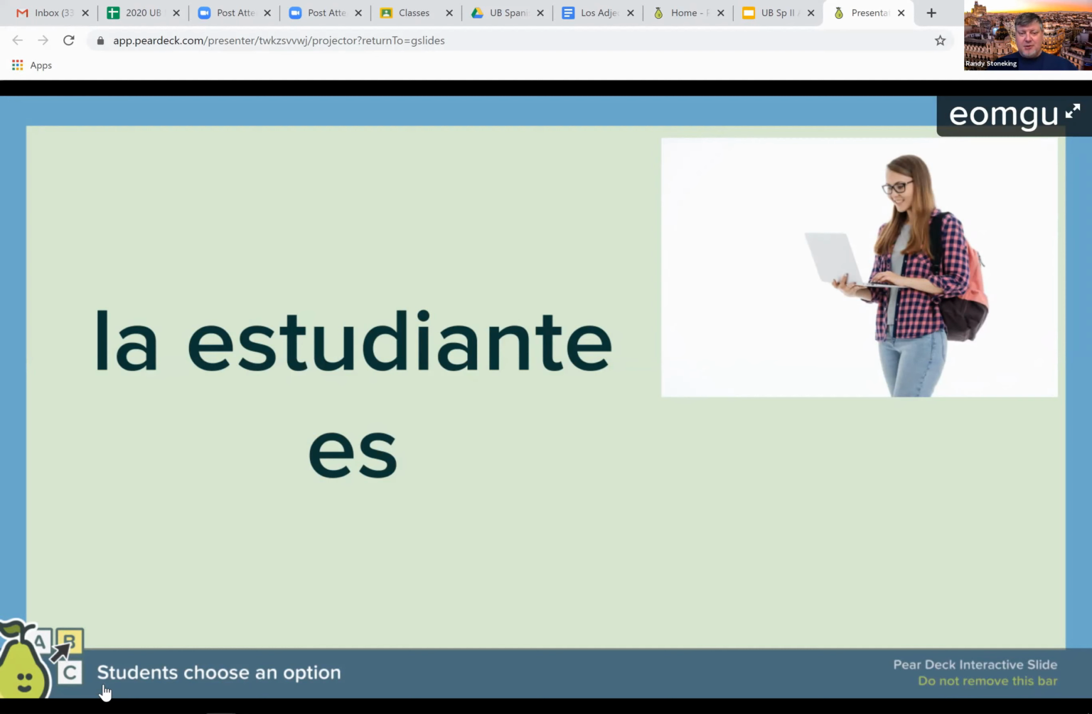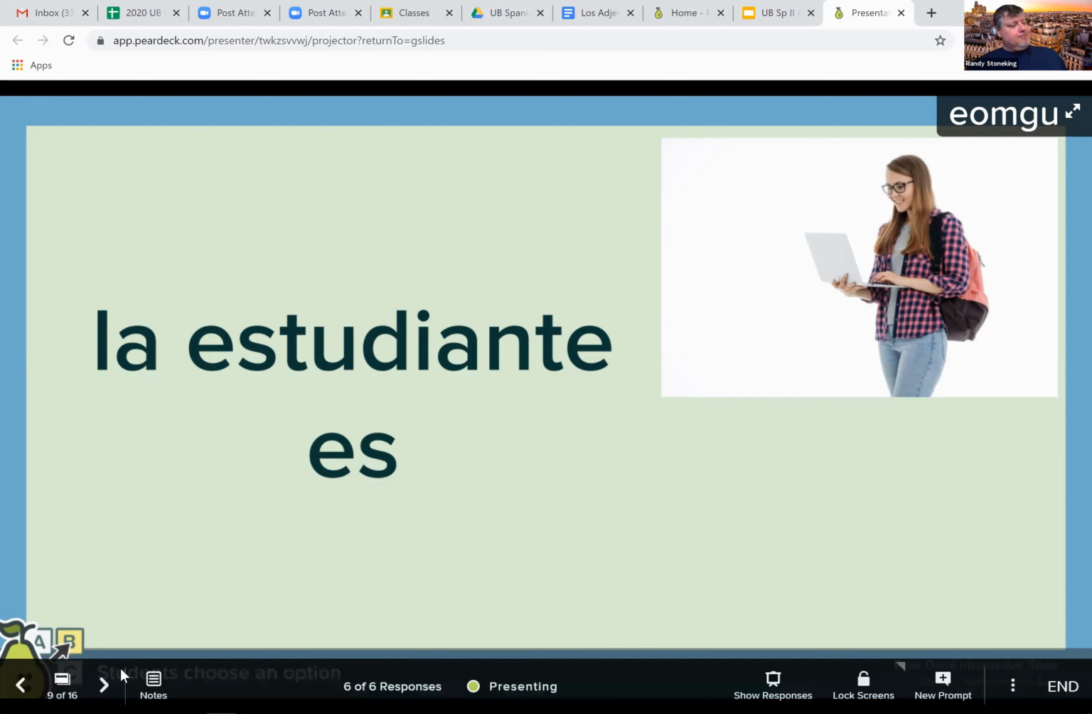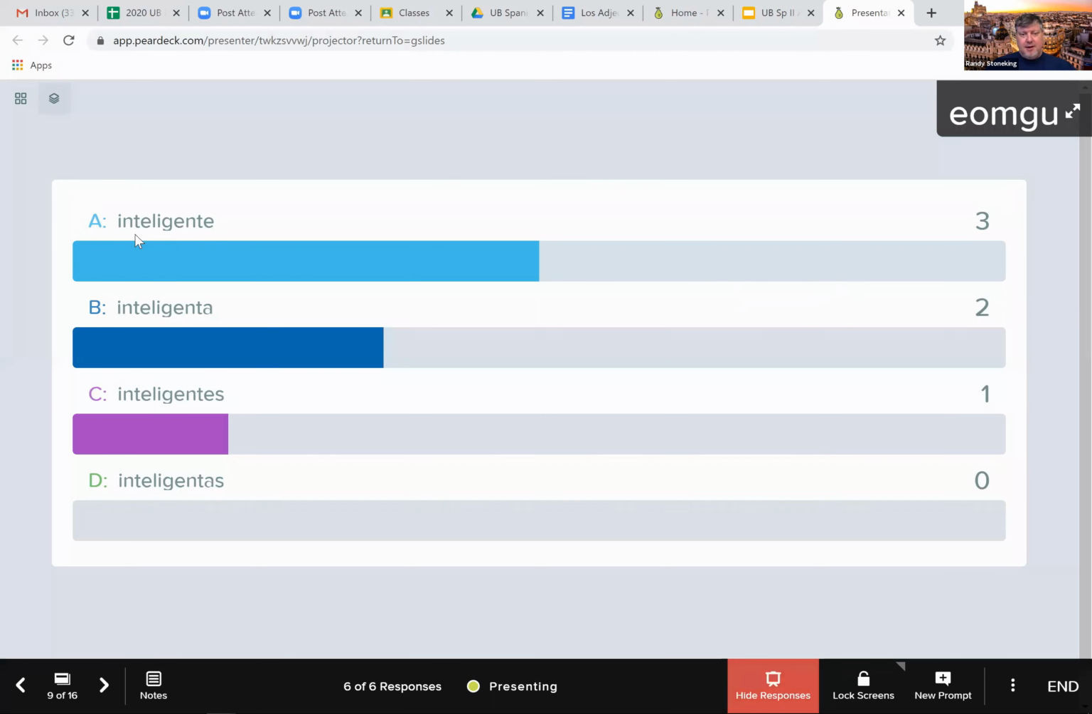Think about what kind of a student it is. Think about if it's one or two, is it masculine or feminine? Find the word that matches. Five, four, tres, dos, uno. There we go. So answer choices here: inteligente, inteligenta, inteligentes, inteligentas.